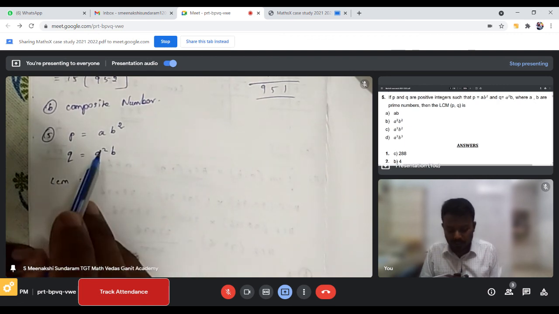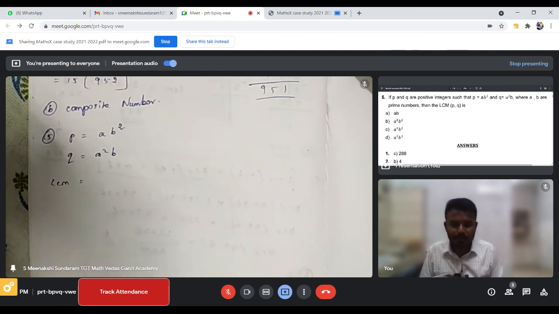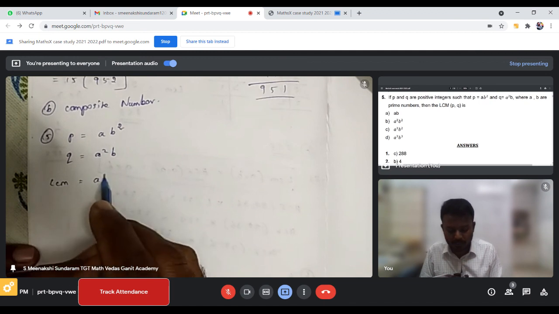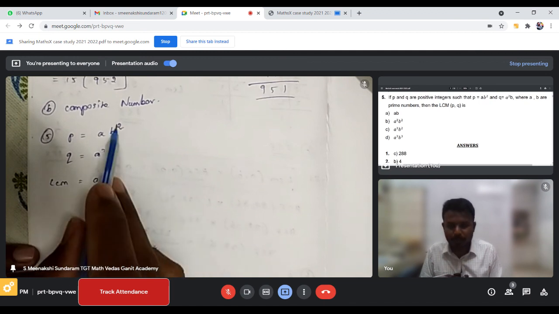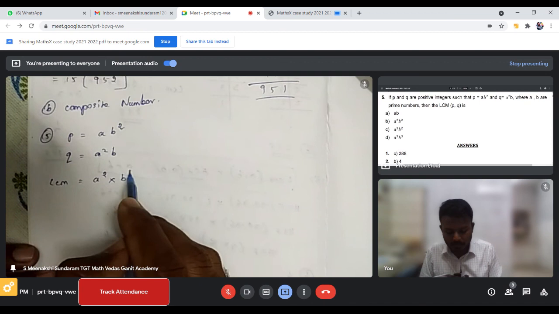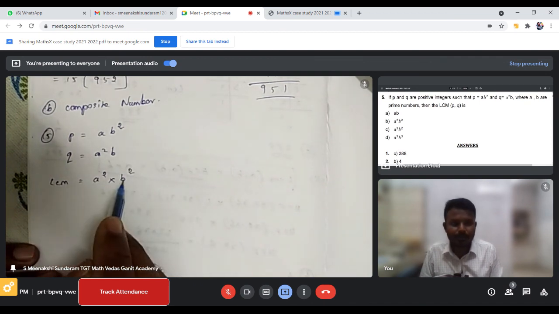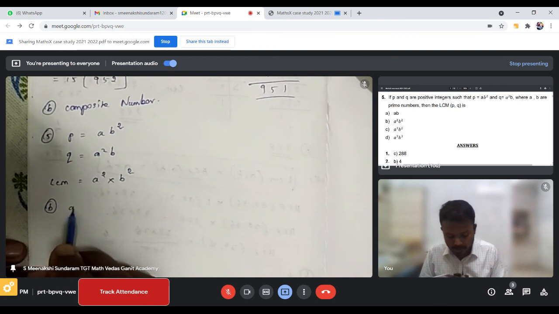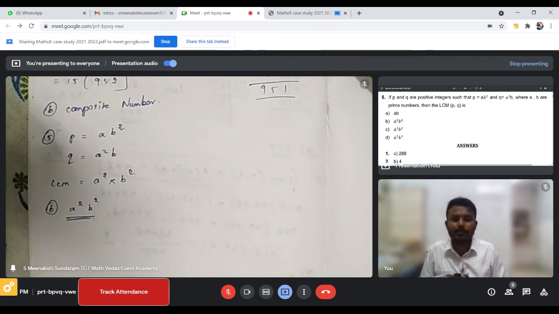Now for the LCM, we need to take the highest power, right? The greatest power of each factor. For the factor A, the greatest power is A squared, so you take A squared alone. Next, B squared. So the answer is A squared B squared. So the option is B, A squared and B squared. Have you all clear? Any more doubt?